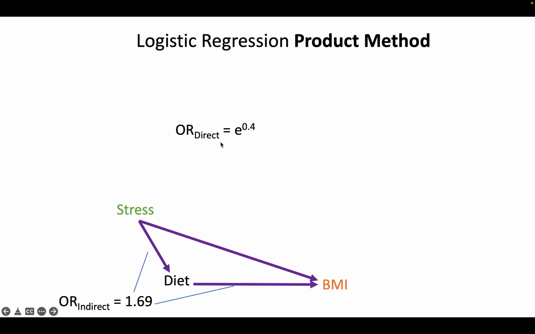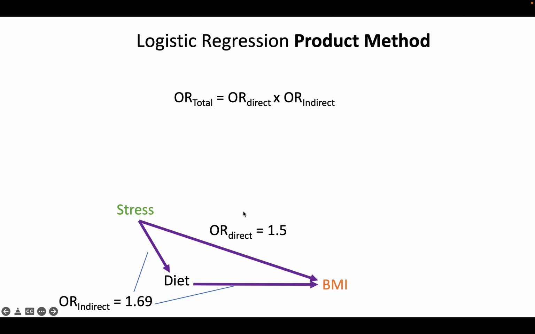Just to get 0.4 onto an odds ratio scale, we exponentiate it, so 1.5. And to get the total odds ratio, like we did before, we can just multiply the direct and indirect ones, and we get 2.5 again.